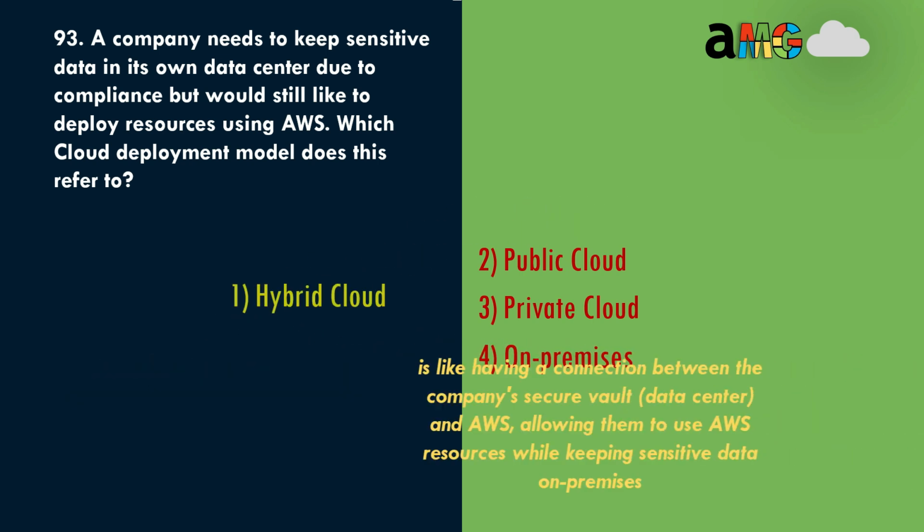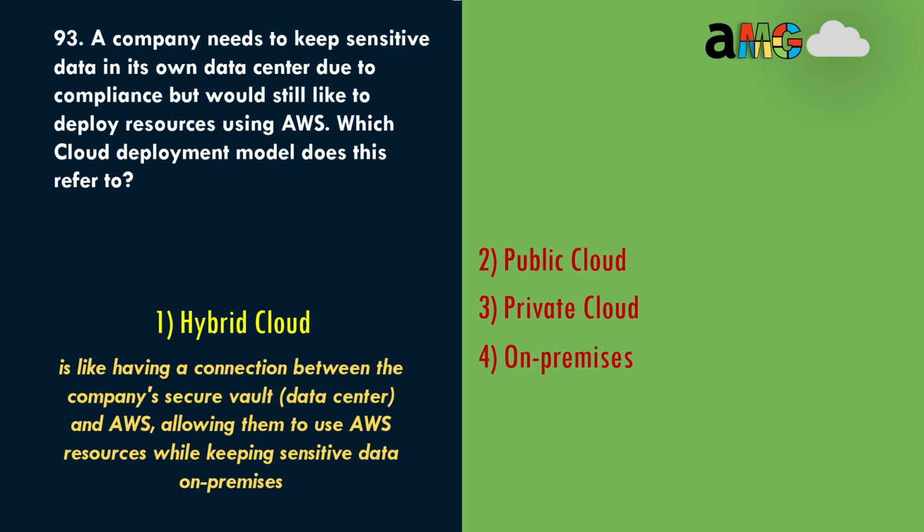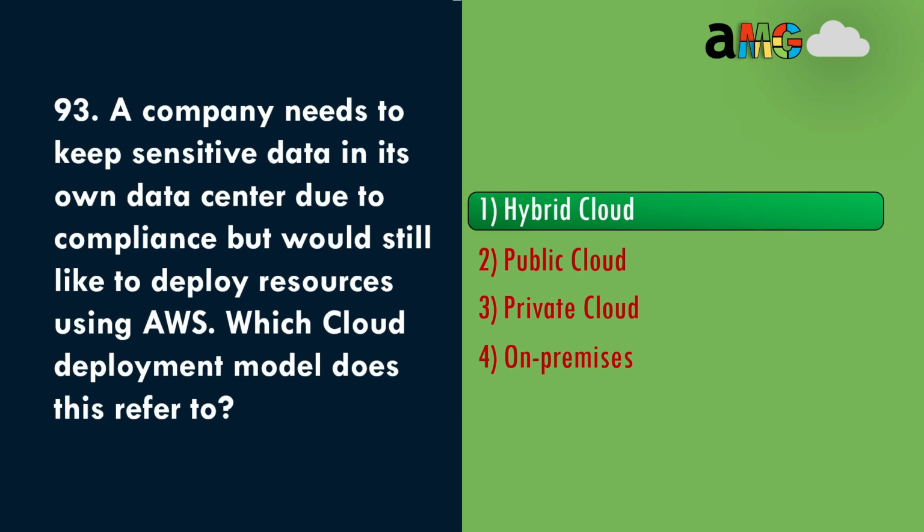Now, option 1, hybrid cloud, is like having a connection between the company's secure vault, okay, and AWS, allowing them to use AWS resources while keeping sensitive data on premises. Alright, so this, my friend, is your correct answer.